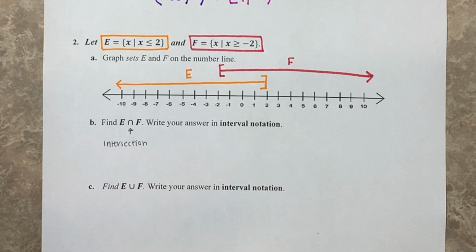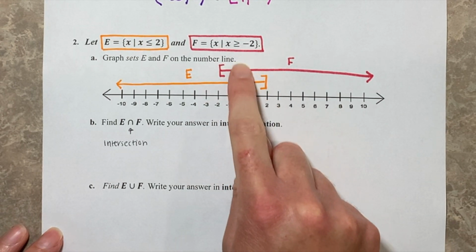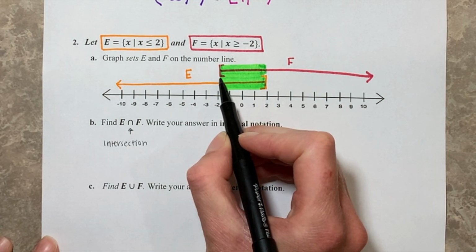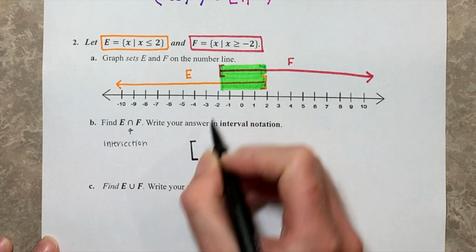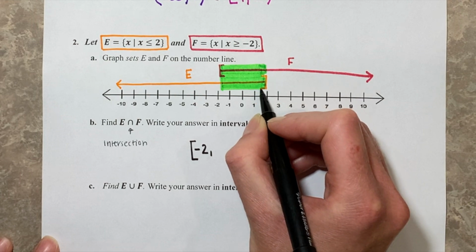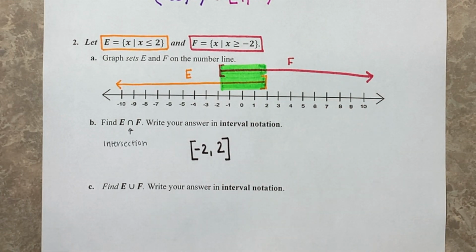The intersection of two sets is what those sets have in common. In other words, where they intersect or overlap, which is right here. So using interval notation, we can describe this intersection as being between negative 2, and we'll use a square bracket since we see a square bracket here, and positive 2, and we see a square bracket at positive 2, so we'll also put a square bracket at positive 2.